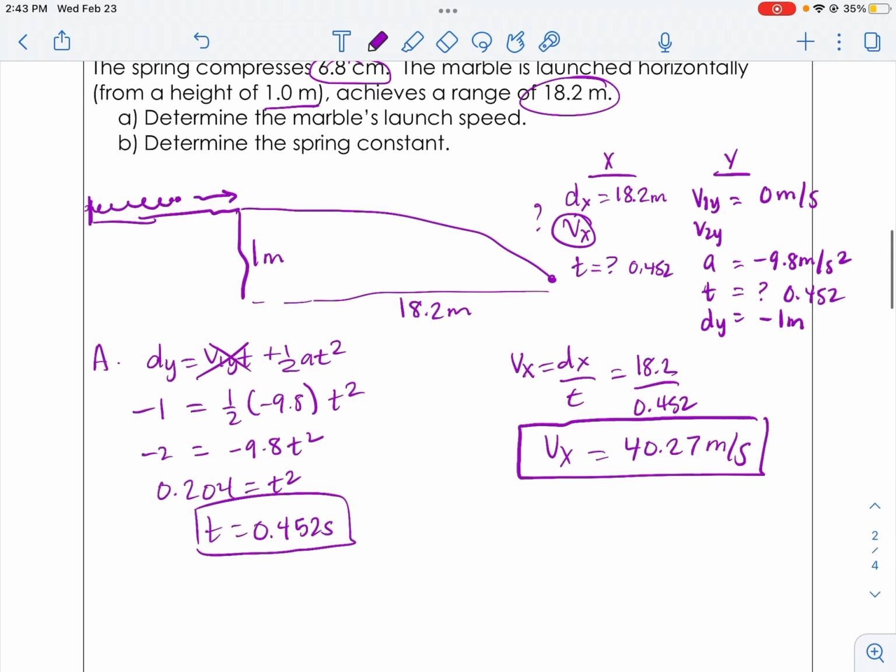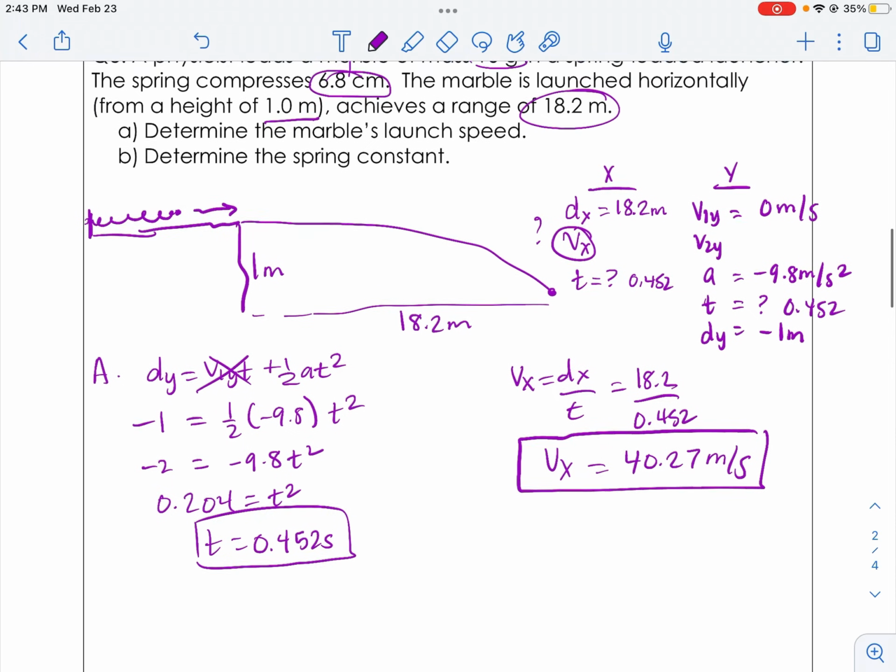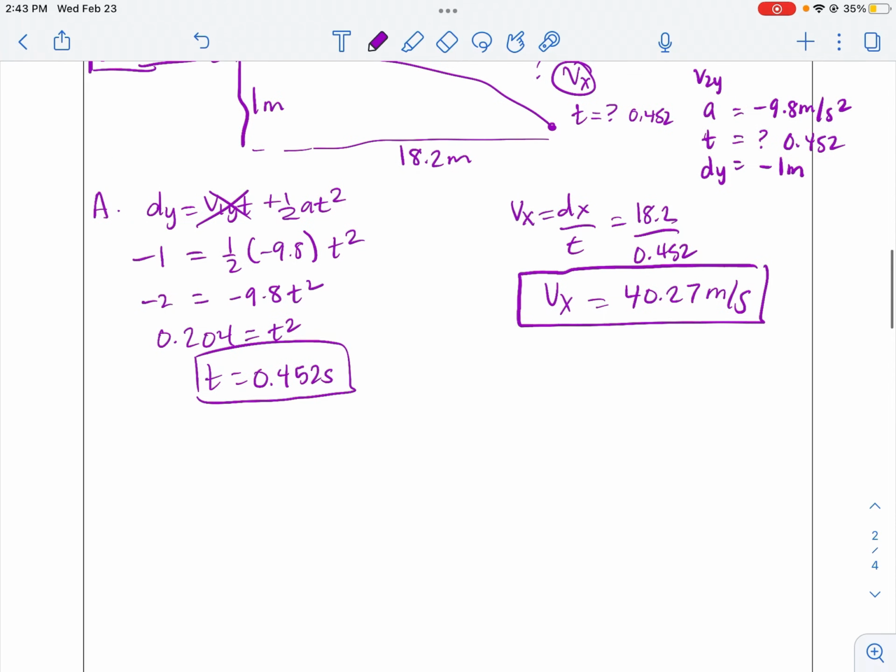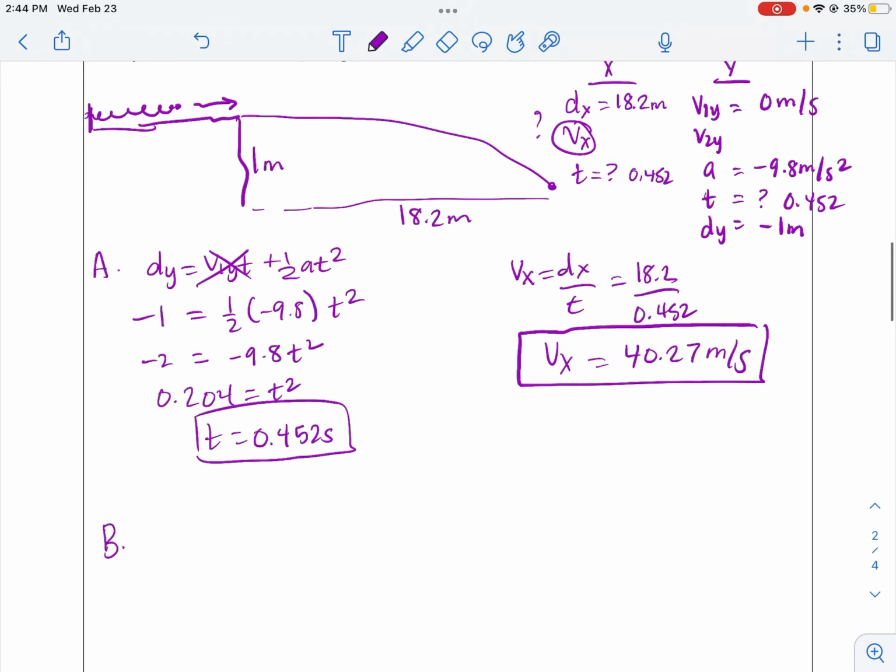Okay, so then to determine the spring constant of that spring, well, we know that when it left the table, it had kinetic energy and potential energy, but what happened was the spring had elastic potential energy. It was all converted into kinetic energy. And then what determined where it landed was the kinetic energy and potential energy that it had.